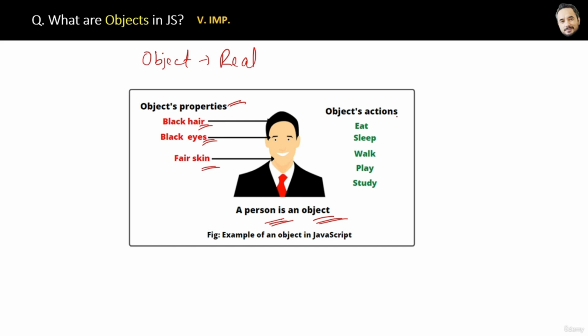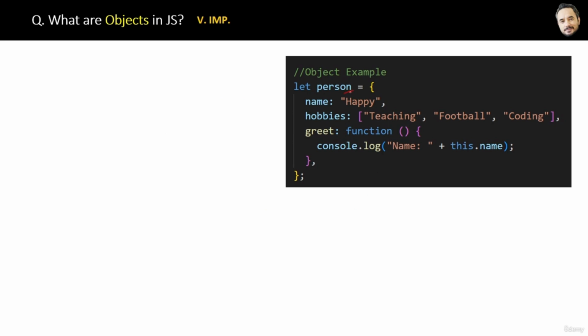Also, an object can have actions or functions like eat, sleep, walk, right? Now in JavaScript, the same person object can be coded like this. Here we have the person object, and inside the curly braces we can define the properties of this object. Basically, key value pairs. Here the name property is assigned a string value, and not just a string, we can also assign an array as a value for a property. And this greet property can be assigned an anonymous function as well, because an object can have functions as well.